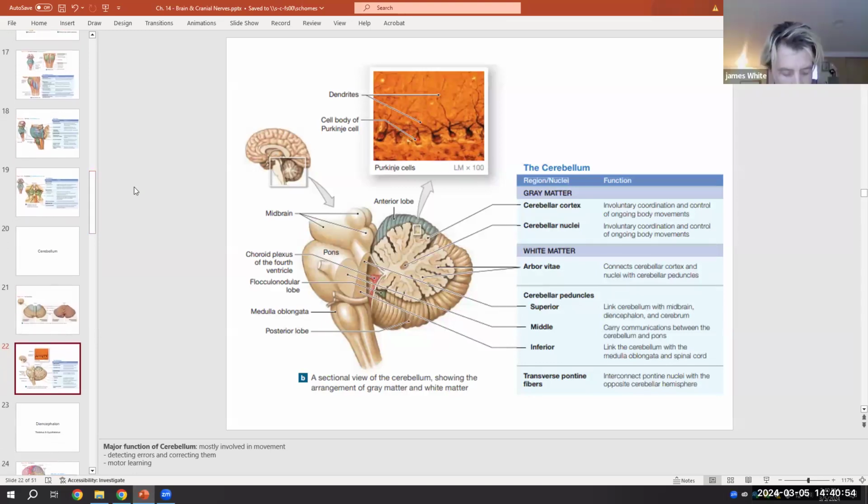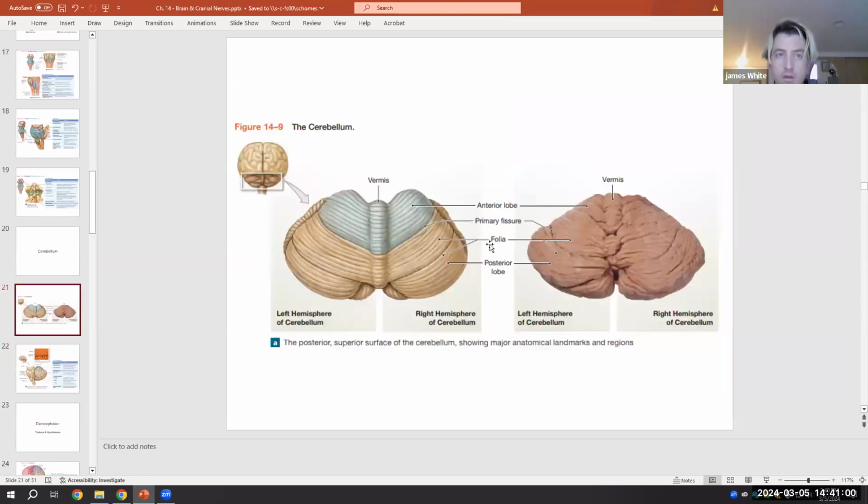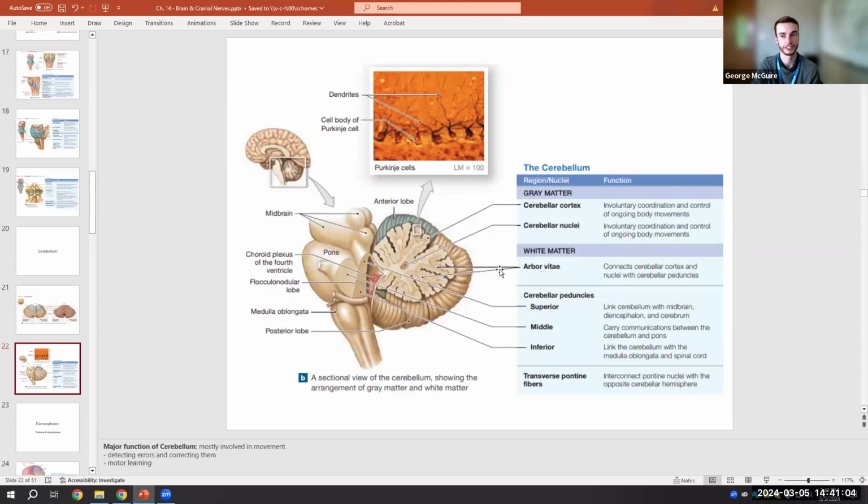To double check, you said the arbor vitae, vermis, and folia were the three big things you wanted us to focus on with the cerebellum? Oh, no, I said I wouldn't ask about vermis or folia, was just pointing them out. So really just the arbor vitae as a part of the cerebellum here. If I had an arrow pointing to something like this in either a dissection or an image or a model that we had, can you identify that as the arbor vitae?